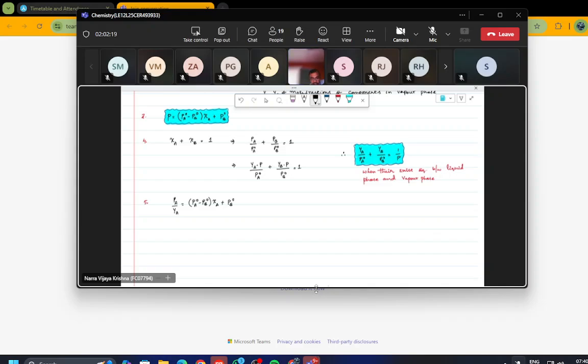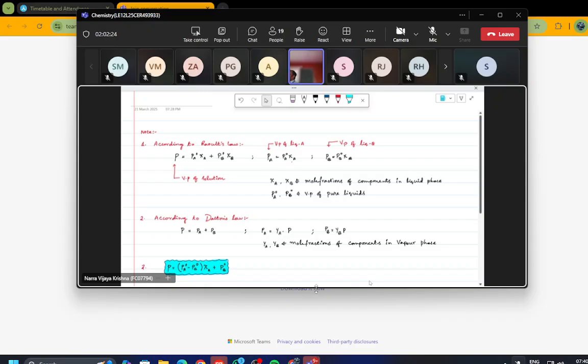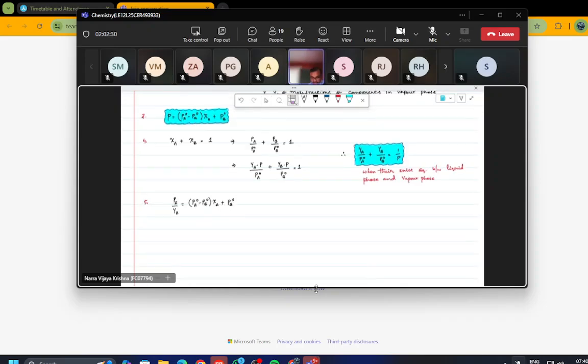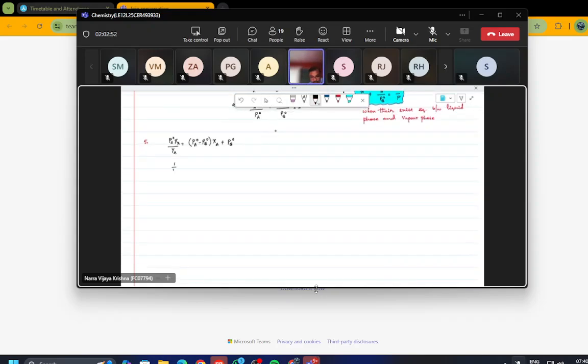Correct? Instead of PA, can I write PA naught into XA again? Can I write it? So I am writing it. Instead of PA, I am writing PA naught into XA. Is there anything wrong, sir? I am bringing that PA naught XA to the right side. What happens to this equation now? 1 upon YA equal to. I am bringing this PA naught into XA to the right side.